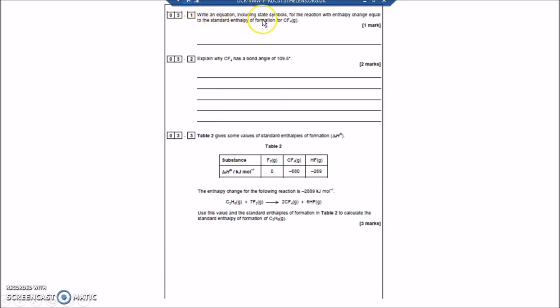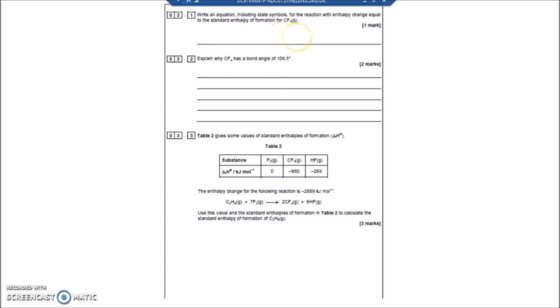Question 3. Write an equation including state symbols, so that's S for solid, L for liquid, G for gas, AQ for aqueous or dissolved in water, for the reaction with the enthalpy change equal to the standard enthalpy of formation of CF4 gas. So the standard enthalpy of formation is where you make 1 mole of a substance from the elements in their standard states. The standard states is how you'd normally find them in a lab under laboratory conditions of temperature and pressure.